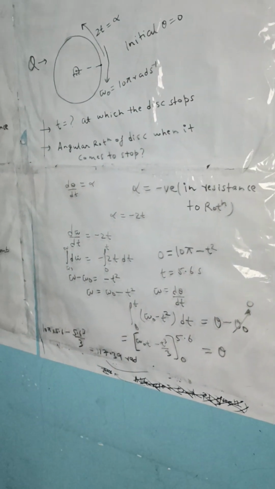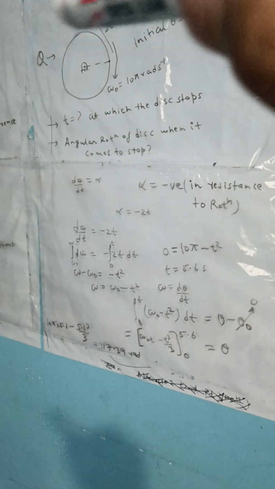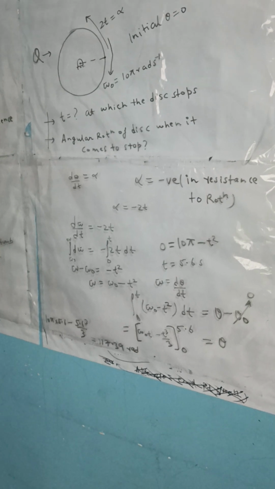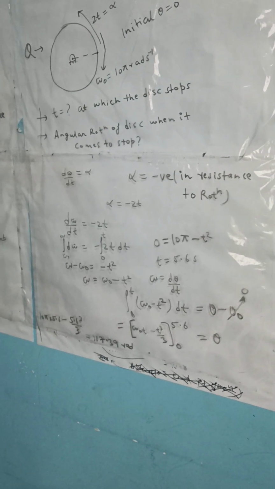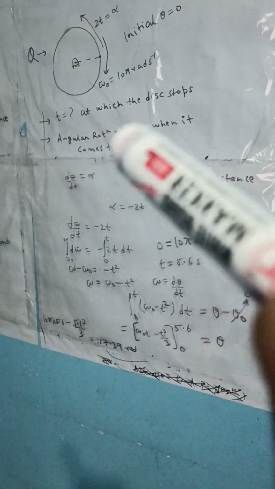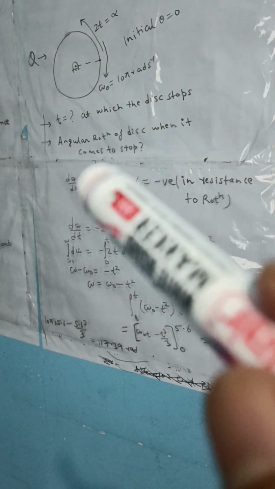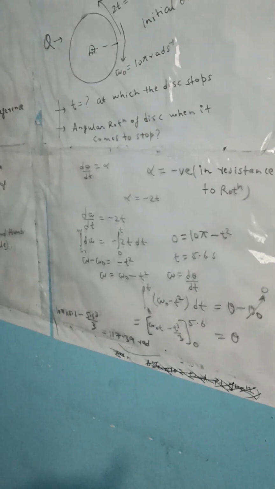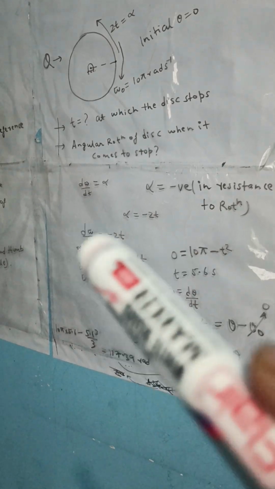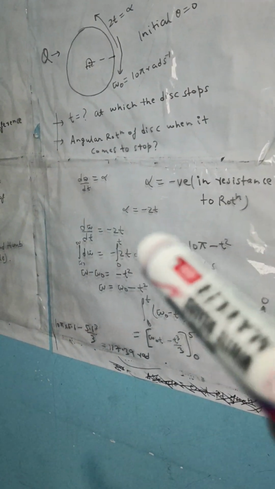We can see that alpha is acting opposite to the sense of rotation. So alpha will be negative here, which is angular retardation. Alpha is negative. So we have to find the time at which the disk stops, or the angular rotation of the disk when it comes to stop. So we know that d omega by dt is alpha. So d omega by dt is minus 2t, as alpha will be negative.